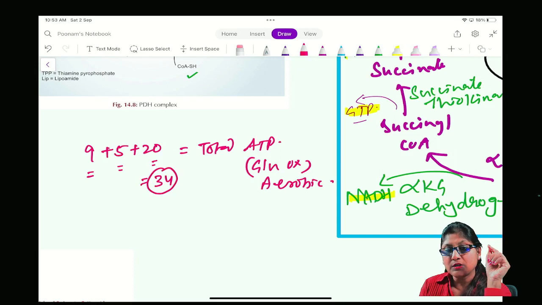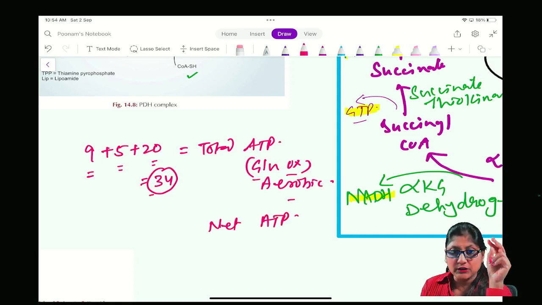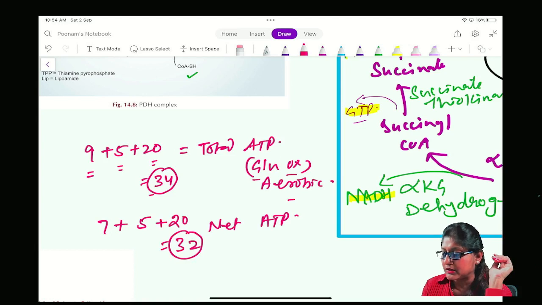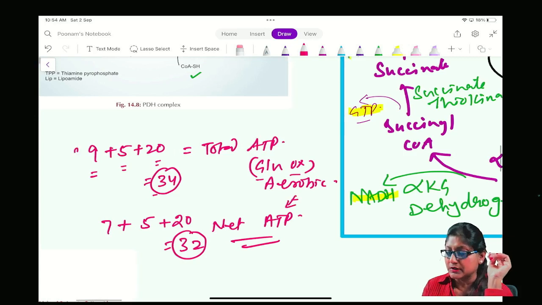So total ATP generated after complete aerobic glucose oxidation is 34, and for the net number you just have to deduct 2 ATP from the glycolysis. Sorry, that is going to be 7 ATP, net ATP from the glycolysis. The 5 from the PDH complex you don't have to touch, that will be there, and the TCA also you don't have to touch. This is going to be 32 ATP net after complete aerobic glucose oxidation. This number you must remember.